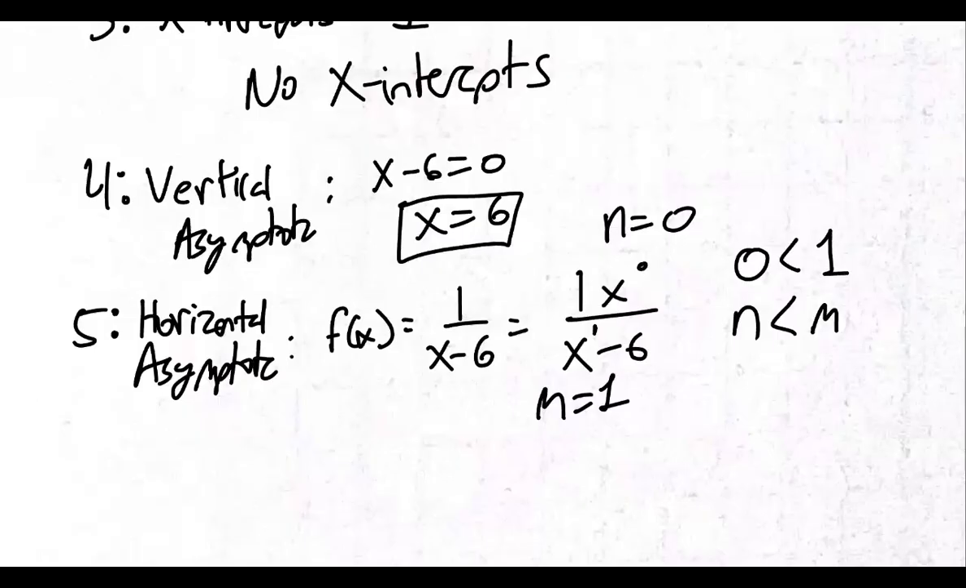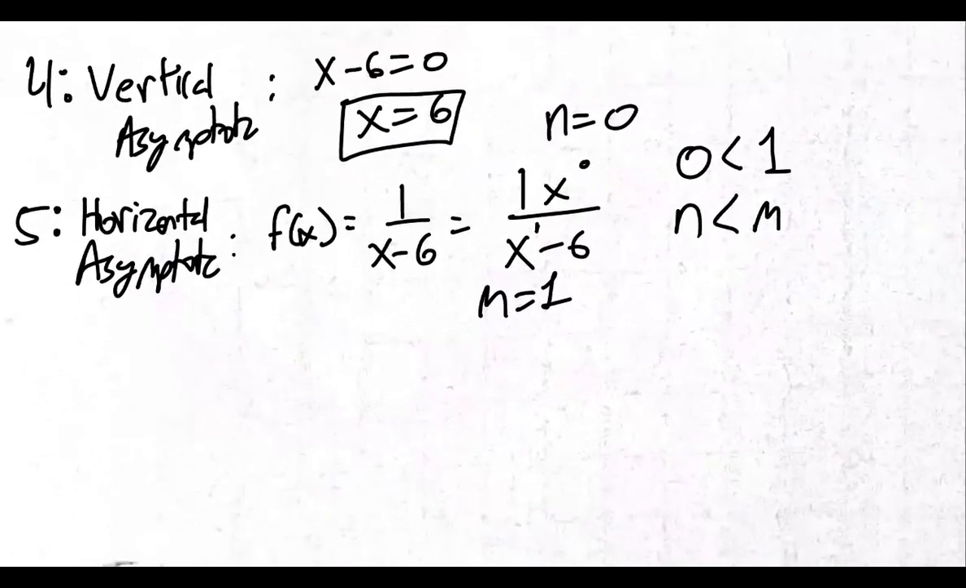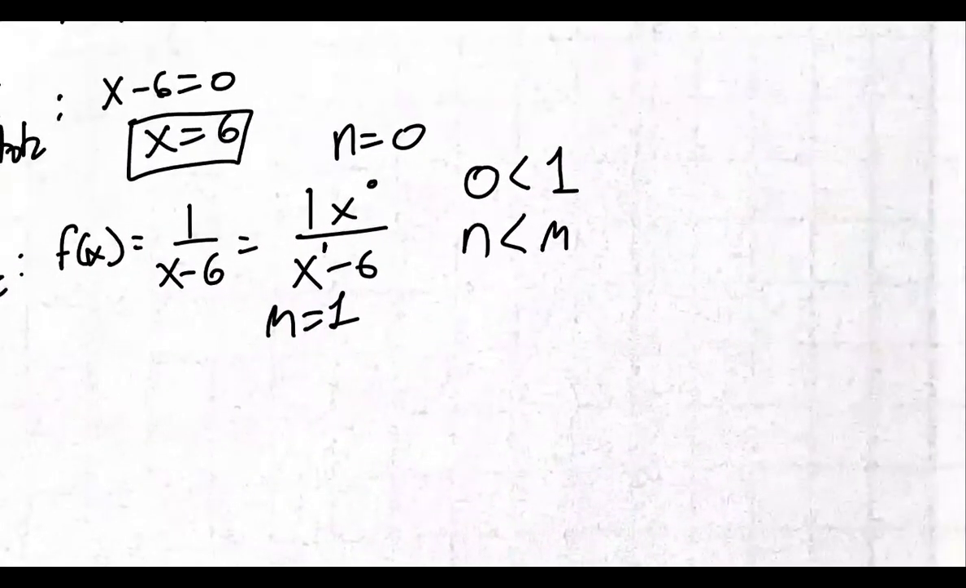So what happens when n is less than m? What's your horizontal asymptote going to be? You can look at yesterday's notes. What happens when the bottom one is bigger than the numerator? You said it already: y equals 0.